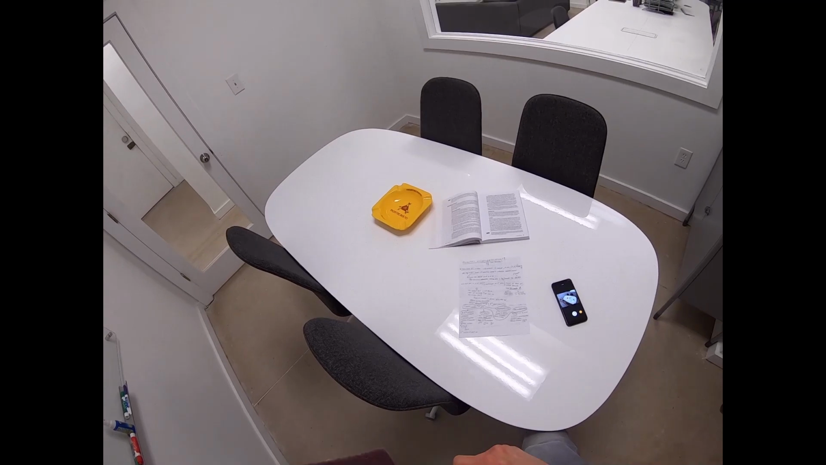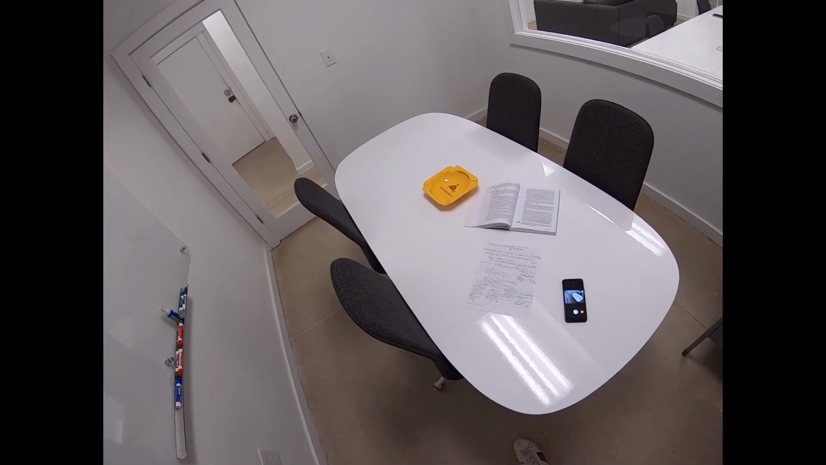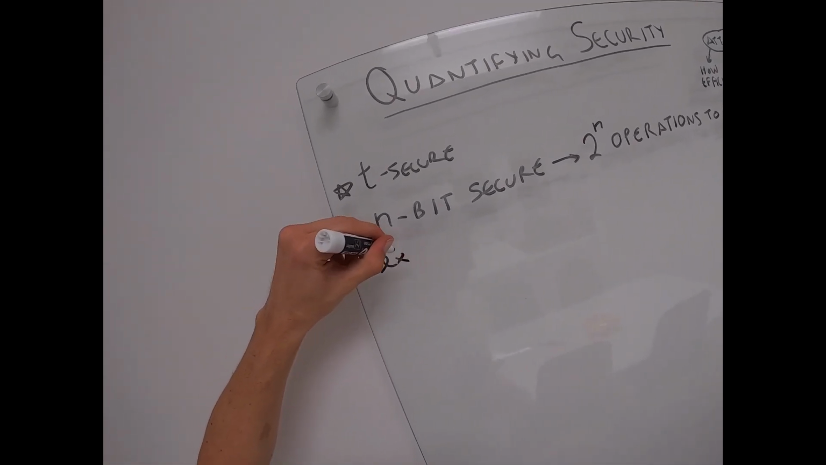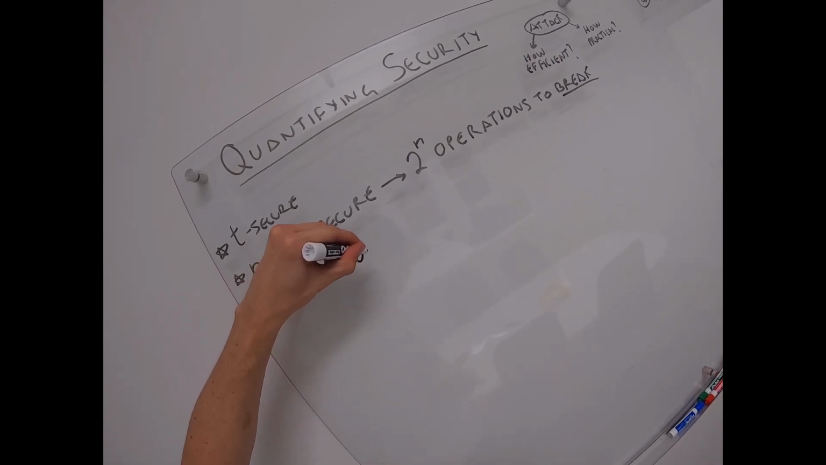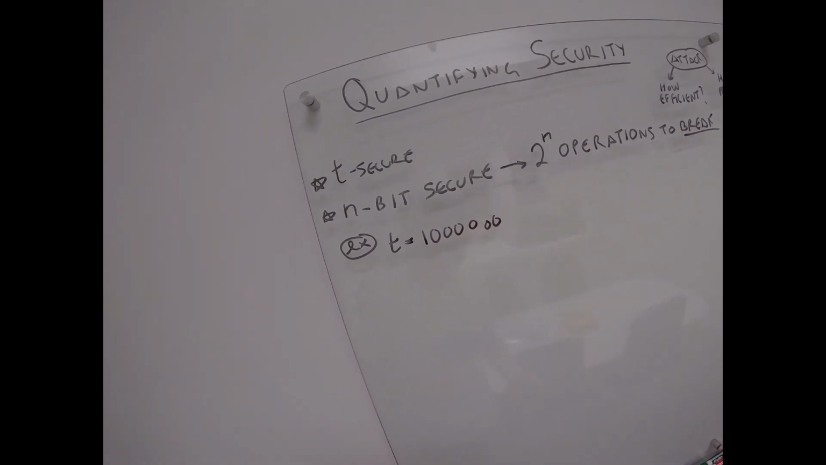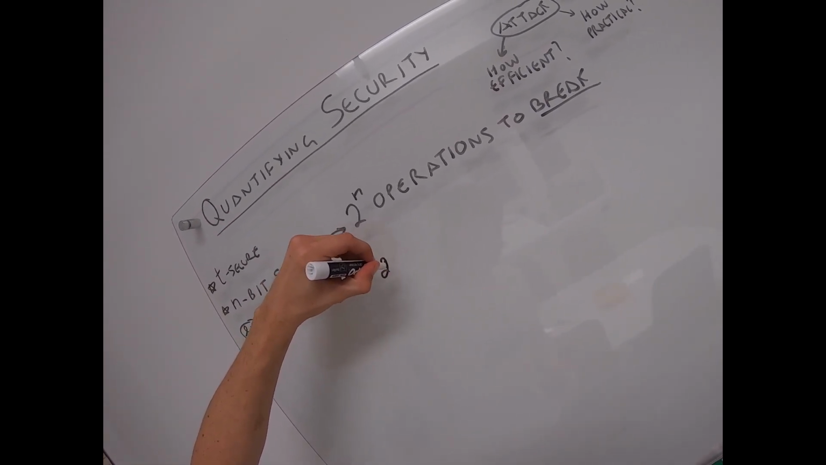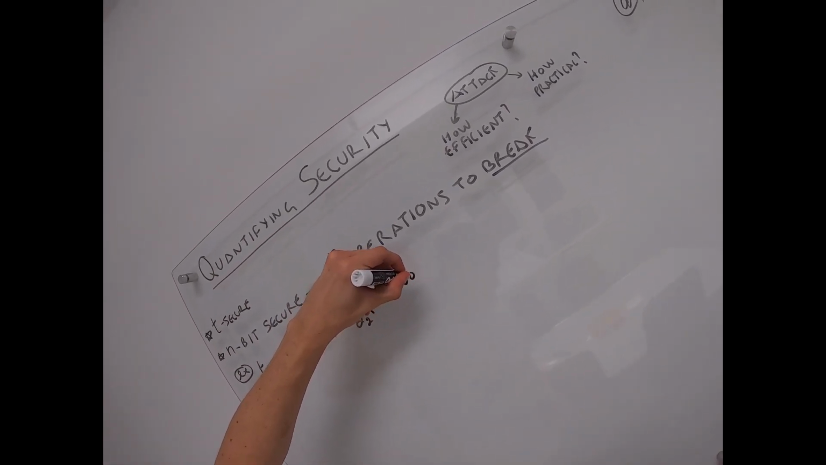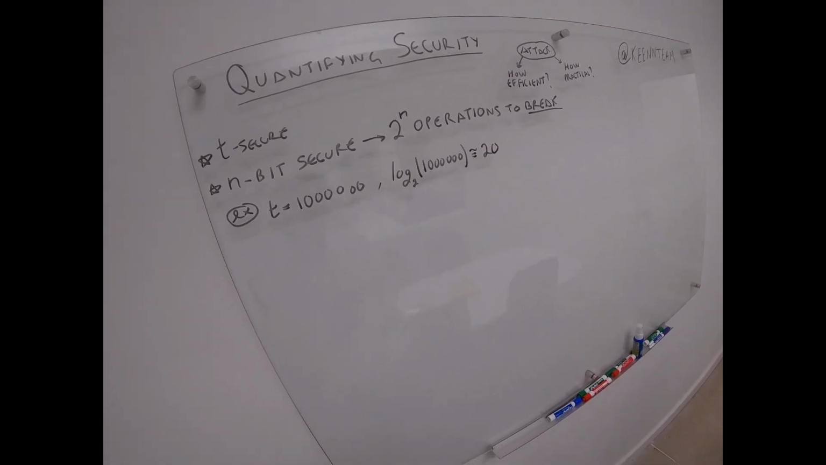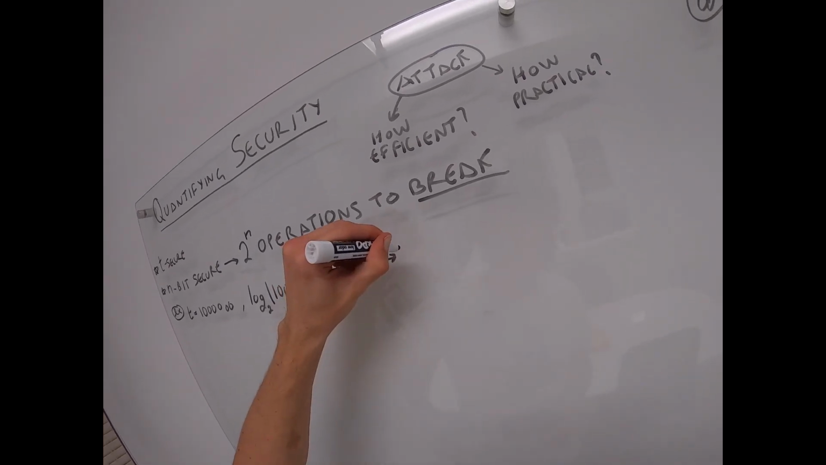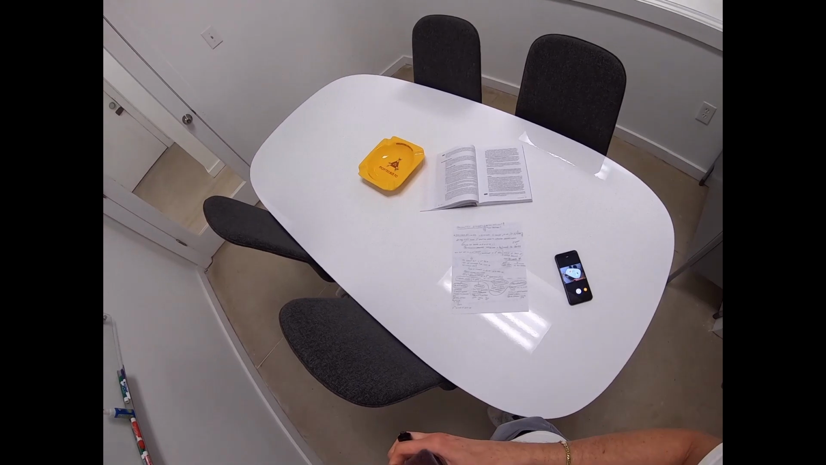So how do we get to the number? We take the binary log of the number of operations, so of T. For example, if we have a key that I can guess with a T of 1,000,000, the way we get to the n-bit security is that we take the log base 2 of this number, and that gives me more or less 20, because 2 to the 20 is more or less a million. So this is 20-bit secure. It has 20 bits of security.